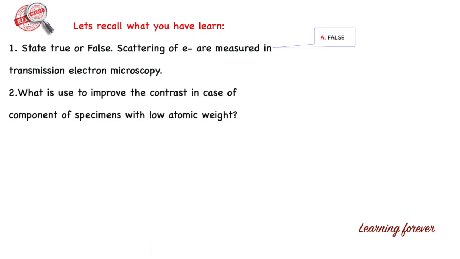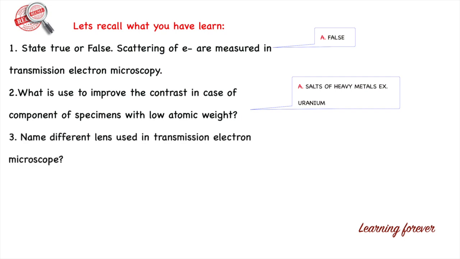Next question, what is used to improve the contrast in the case of components of specimen with low atomic weight? We have seen that in many biological samples, we can use a salt of a heavy metal, for example uranium, or we can also use tungsten to improve the contrast in the case of components of specimen with low atomic weight. Next question, name the different lenses used in a transmission electron microscope. In a transmission electron microscope, we use objective and projection lenses.